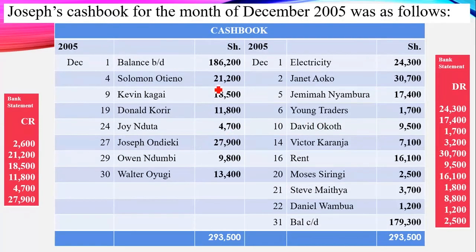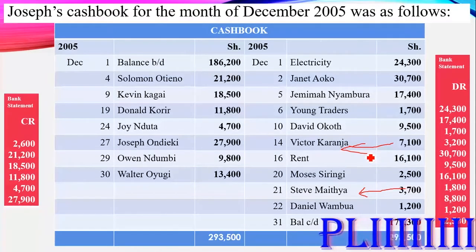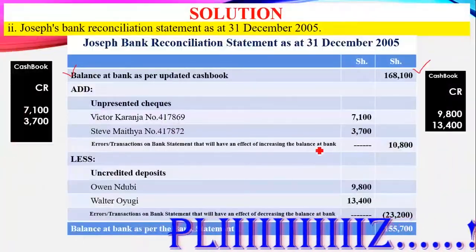So we have the two. Remember, we were comparing the credit side. So we have that 700, Steve Maitia, and we have 7100, which is Victor Karanja. So these two are going now to be our unpresented checks. So we go to our bank reconciliation statement.